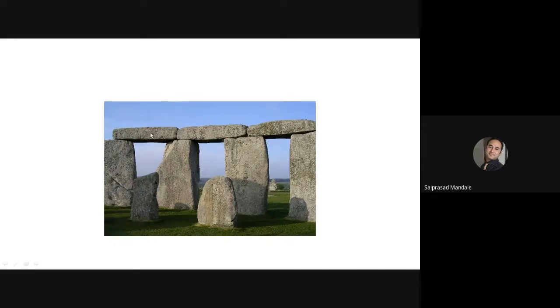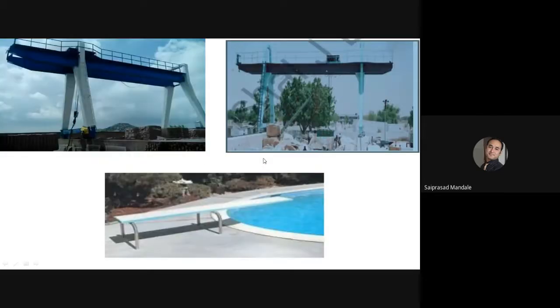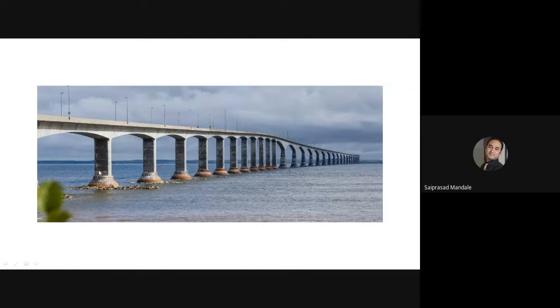It is a simply supported beam. If you observe the complete beam, it is a continuous beam. Very good. Which type of beam is this? Continuous beam. Perfectly correct. Continuous supports are there, so it is a continuous beam.